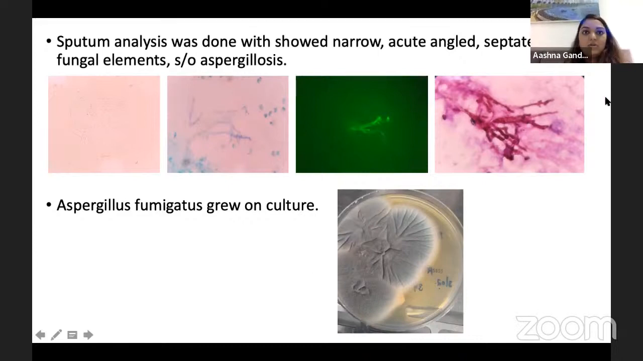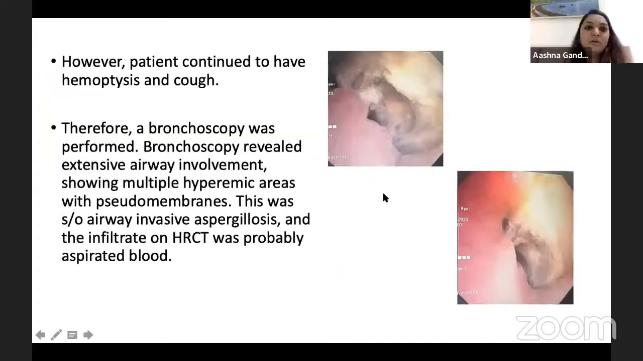So this patient, in spite of being on voriconazole, treated properly, diagnosed properly, still continued to have a lot of hemoptysis and cough. So bronchoscopy was performed for him. Bronchoscopy revealed extensive airway involvement, multiple hyperemic areas, as you can see in these images, with pseudomembranes. This was suggestive of airway invasive aspergillosis, and the infiltrate on HRCT was probably aspirated blood and not actually pulmonary aspergillosis. So these are the images. If you can see the bronchoscopic images, they are very necrotic, full of pseudomembrane, and there are a lot of congested areas as well.